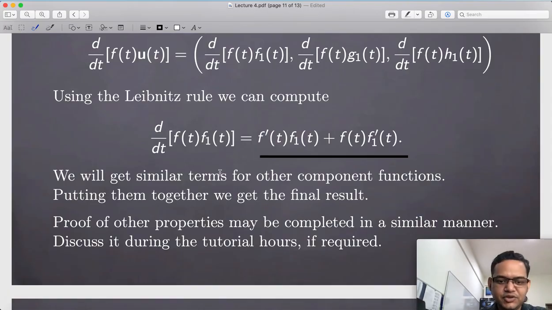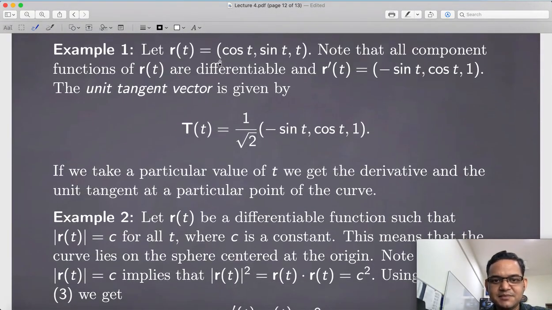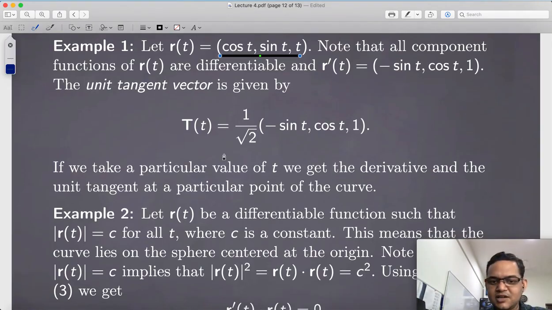But in case you find something confusing, or there is some doubt, please discuss it in the tutorial. For example, again we look at the same curve, that helix. You can compute its derivative: the derivative of cosine is minus sine, sine is cosine, and the derivative of t is 1. Then I can compute the unit tangent, which is r prime t divided by the norm, or magnitude, of r prime t. This is the square root of sine square plus cosine square plus 1 square, so it's going to be the square root of 1 plus 1. That is how you have computed this.